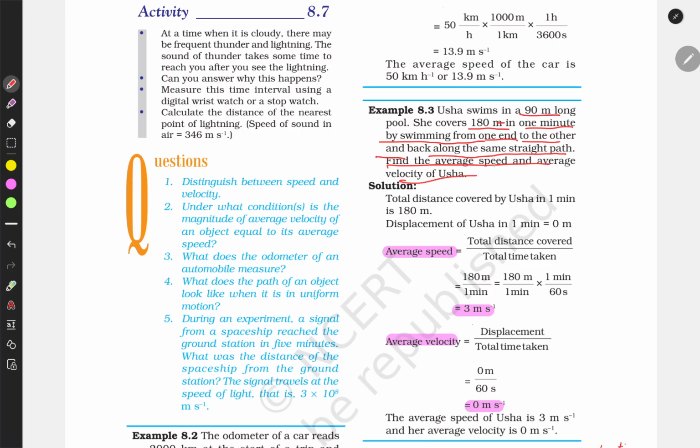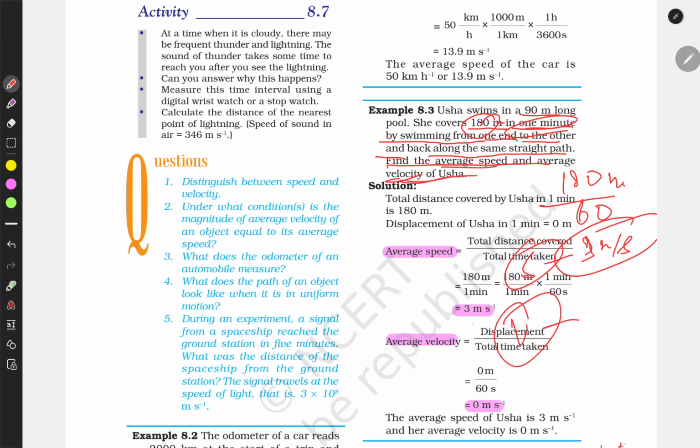So we need the average speed and the average velocity. Speed will be distance upon time. The distance she traveled is 180 meters, and the time taken is 1 minute, which is 60 seconds. So 180 over 60 is 3 meters per second, which is its speed.